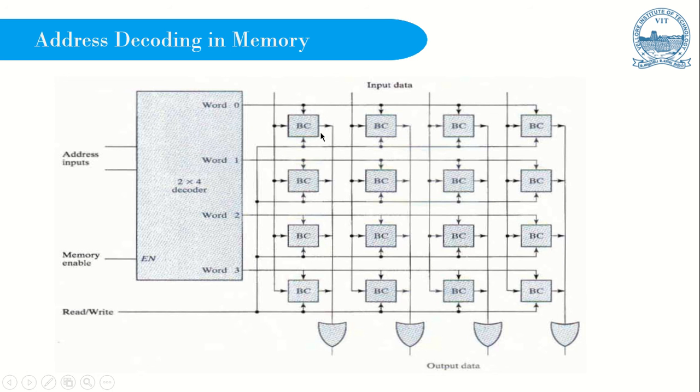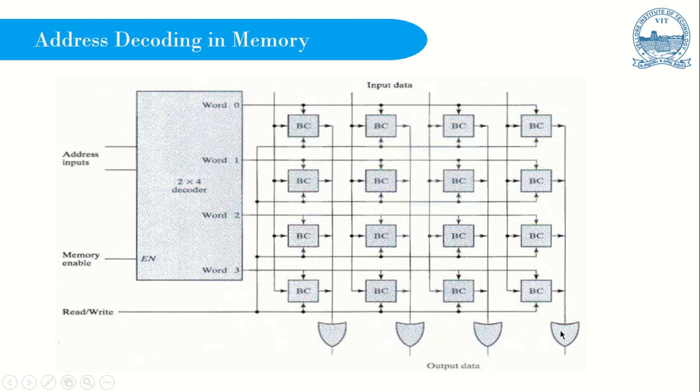And if you see across all the columns, all the outputs are combined and applied to the OR gate. So if this particular binary cell is enabled, then whatever data is stored in it is available at the OR gate, and all the other values will be equal to 0. And similarly for all the columns present in this.